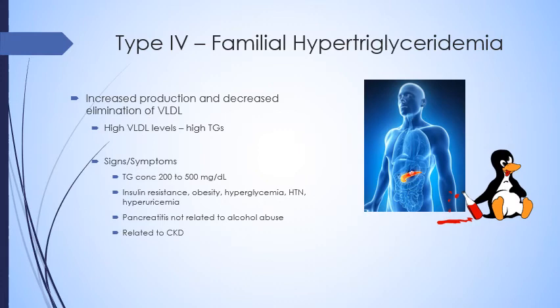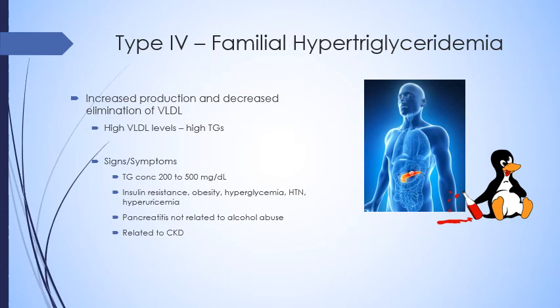Type 4 familial hypertriglyceridemia. You can see just from the name of this that now we're dealing with a different aspect of dyslipidemias. So this is an increased production and decreased elimination of VLDLs, right? Remember, VLDLs were what we use to measure and represent triglycerides in our cholesterol panel. So high VLDLs will cause high triglycerides.